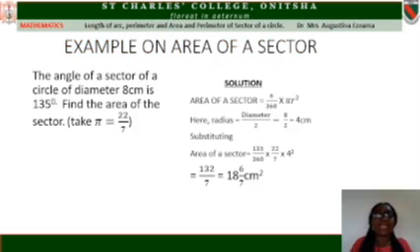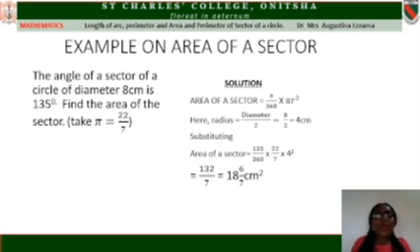Let us look at an example on area of a sector. Remember, there is a pure difference between area of a sector and perimeter of a sector. In this case, the difference is that you are going to use area of a circle to multiply theta over 360. Now, look at the example. The angle of a sector of a circle of diameter 8 cm is 135 degrees. Find the area of the sector.